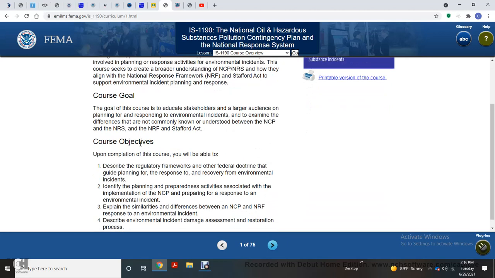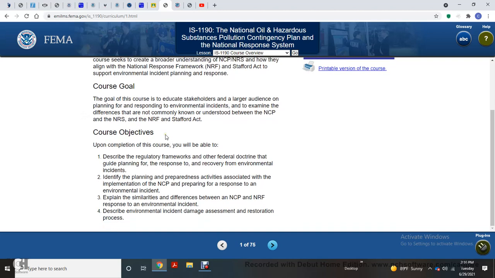Course goal. The goal of the course is to educate stakeholders of the large audience planning and responding to environmental incidents, to examine the differences, not commonly known, between the National Contingency Plan or National Response Plan and the National Response Framework and Stafford Act.